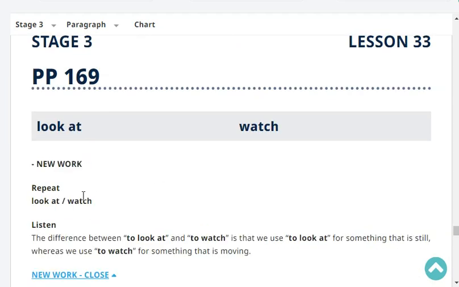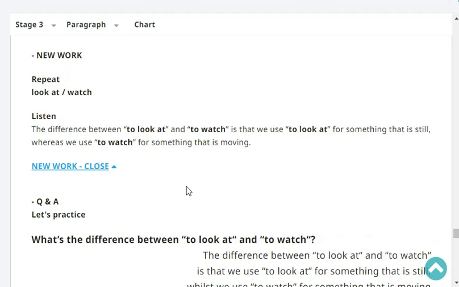Okay, let's repeat. Look at. Watch. Very good. Okay, listen. The difference between to look at and to watch is that we use to look at if we're looking at something that doesn't move, or is still, whereas we use to watch for something that is moving.